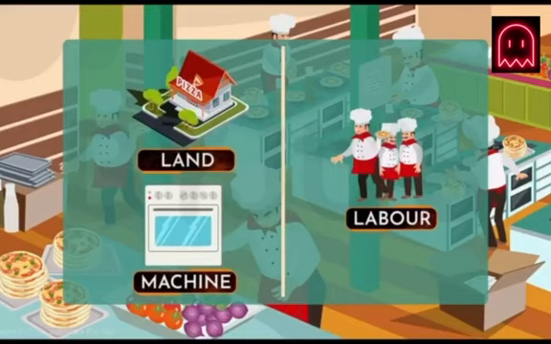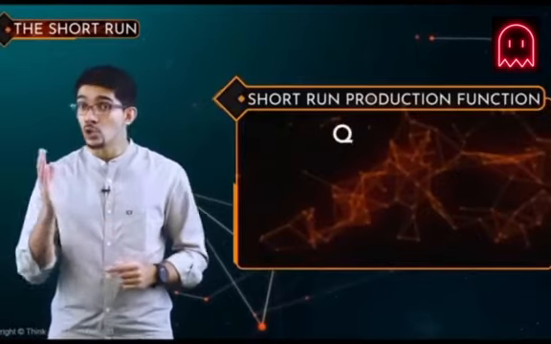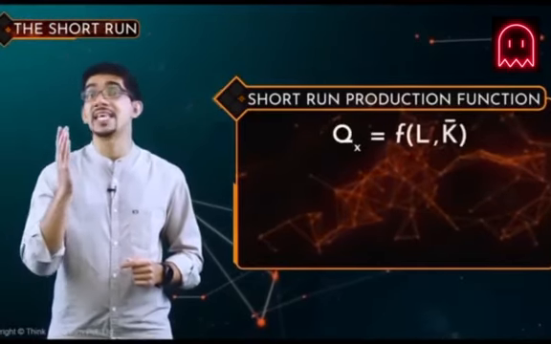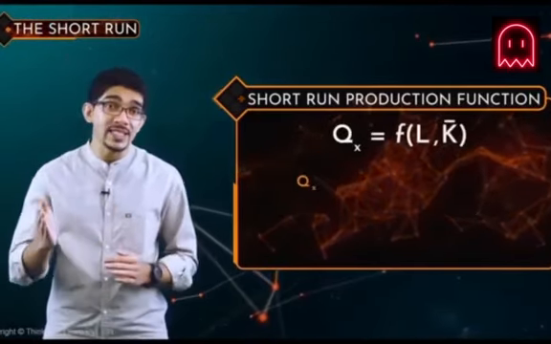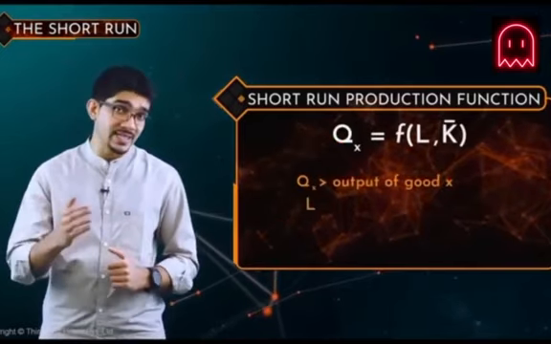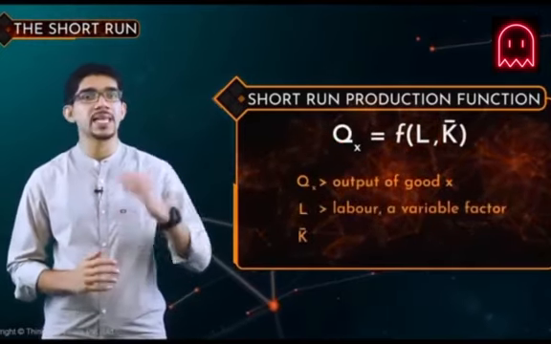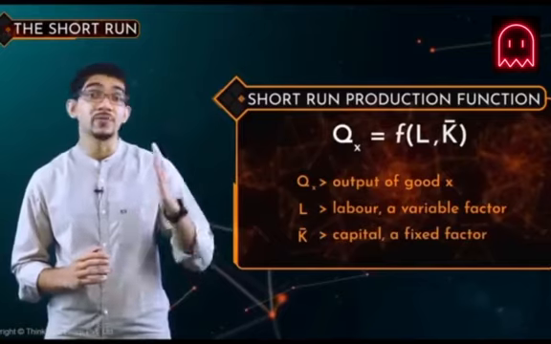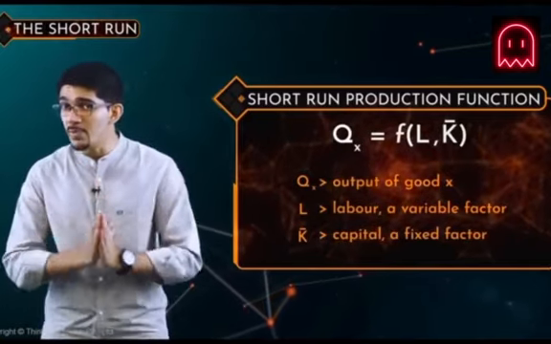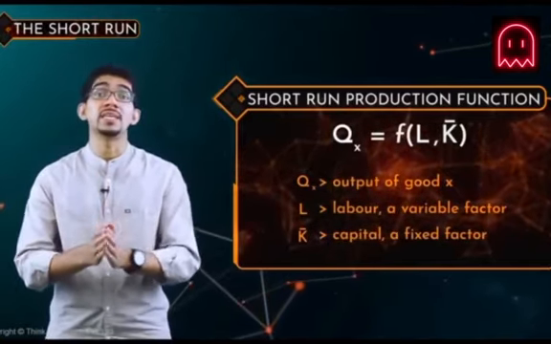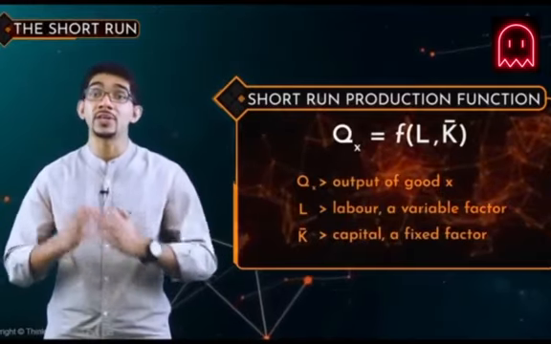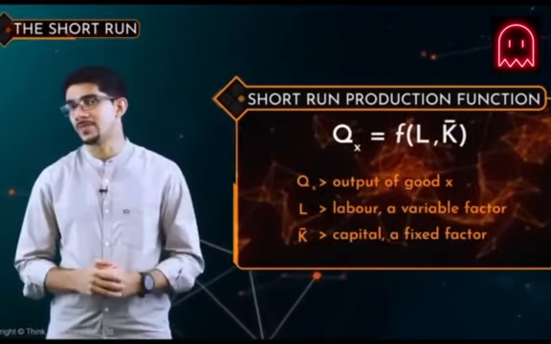When one factor is a fixed factor and the other is a variable factor, the production function can be written like this. Qx is a function of L and K bar. Here, Qx is the output of good X, L is labor, a variable factor, and K bar indicates capital, a fixed factor. In this type of production function, output can be increased only by increasing the application of L, the variable factor. The following equation can be used to illustrate this point.